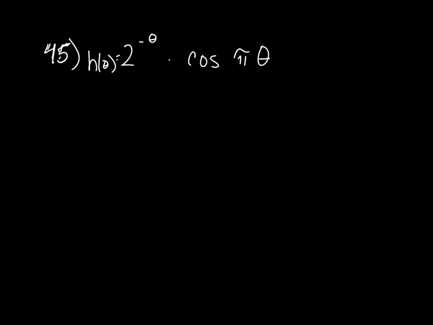This is another example of the product rule, right? So this here is going to be u. U is equal to 2 to the negative theta. The derivative of u is just equal to 2 to the negative theta times the natural log of 2. And again, that's because that is your base. Then over here, all of this will be v.